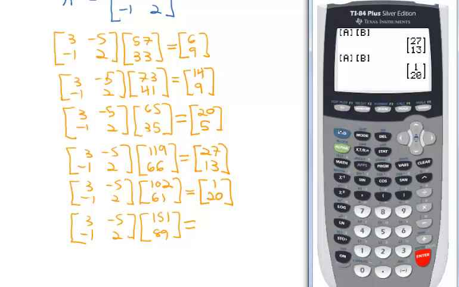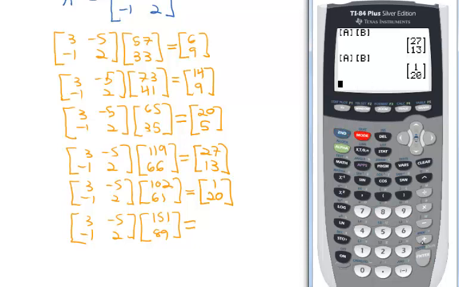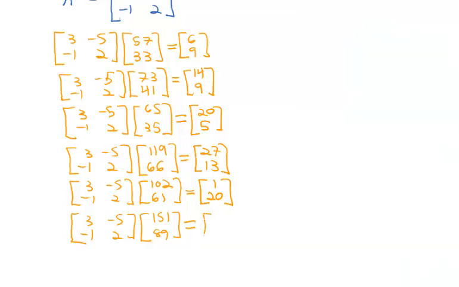And finally, the last one, a 2 by 1 matrix, 151, 89. Second quit, enter, 8, 27. And you'll recognize these as the column matrices we started with at the beginning.